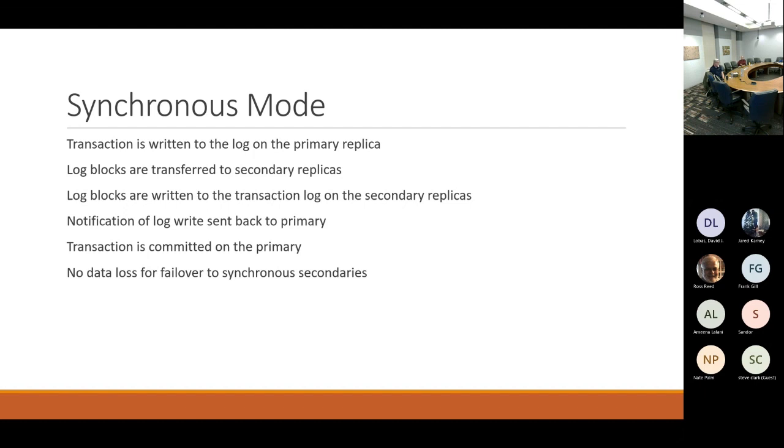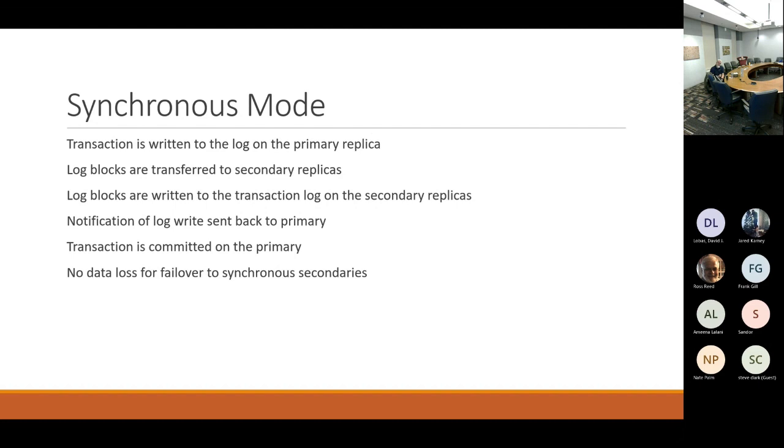So I talked about this. I've got my transaction. My records are writing to the log on the primary. Log blocks are transferred to the secondary replicas, and this is for synchronous mode. So they're transferred to the secondary. They are written to the file on disk on the secondary, and then there's a notification that that log write has completed. That's sent back to the primary. And at that point is when that transaction commits on the primary.